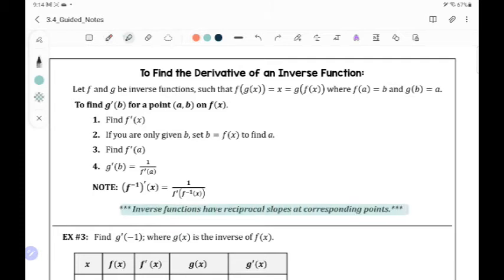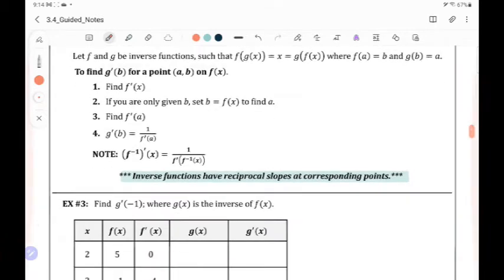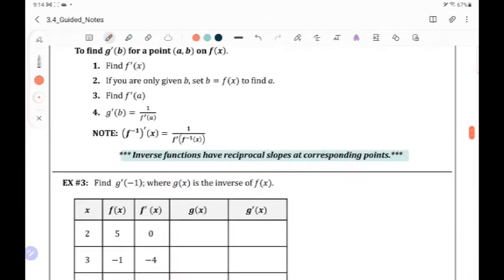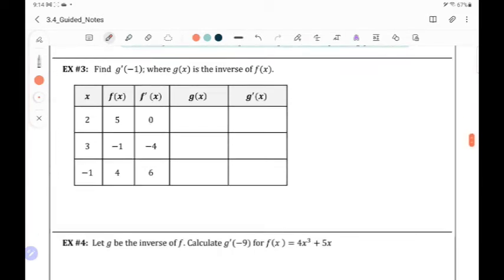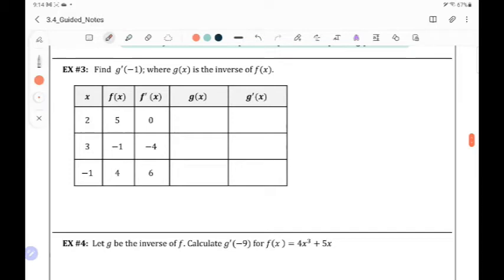Notice this key important fact right here. Inverse functions have reciprocal slopes at corresponding points. What it means by corresponding points is the two points like (a, b) and (b, a). Those are corresponding points. You can even see it right here in the note. These are reciprocals. So let's come down and look here at the next problem.